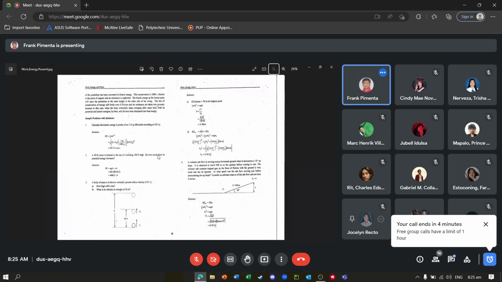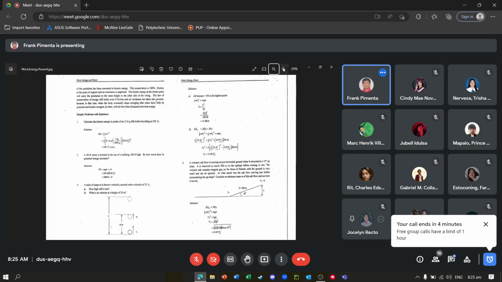Okay, that is how to apply the concept of energy conservation and transformation. In this next example, it is also conservation of energy because K equals PE. So it's up to the class to verify. Okay.